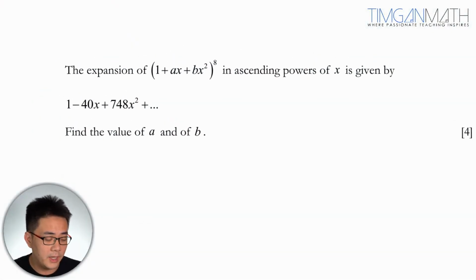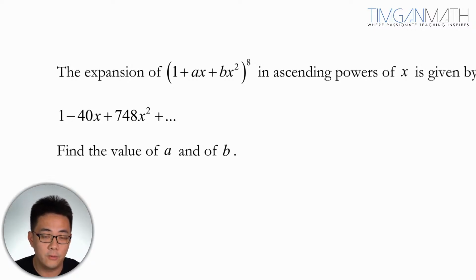Alright, so let's look at this question here, which is on the expansion on binomial theorem, I believe. You're given that the expansion of this in ascending power is given by this. So the first three terms were given to you. So find the value of a and of b.